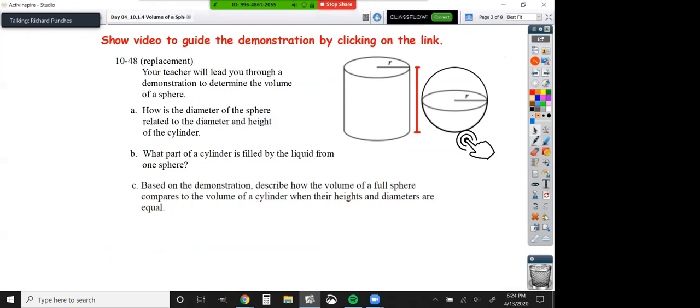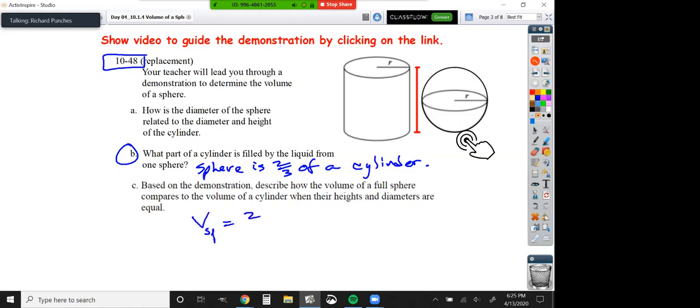So we are going to write here, this is for 1048 part B. The sphere is 2/3 of a cylinder. 2/3 the volume of a cylinder. Part C, based on the demonstration, describe how the volume of a full sphere compares to the volume of a cylinder. I think that's basically the same exact sentence we just had here. So we could do it this way. The volume of a sphere is equal to 2/3 the volume of a cylinder.